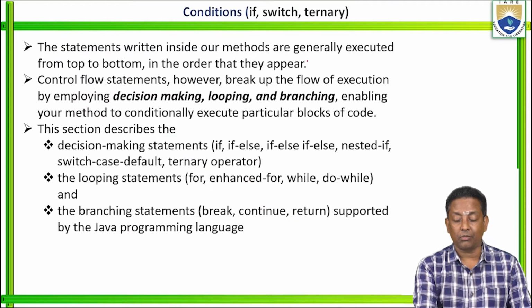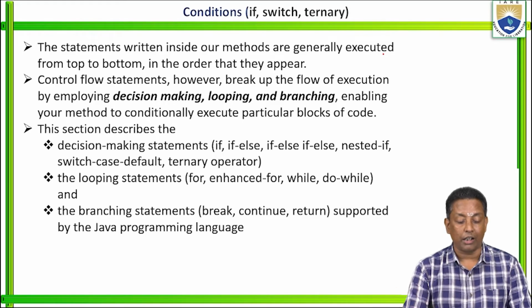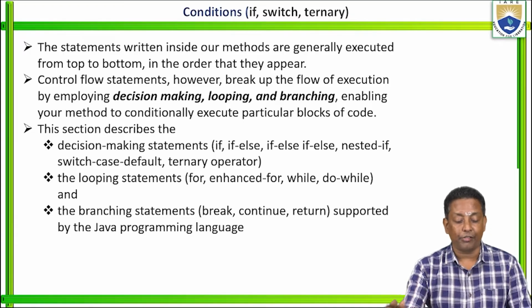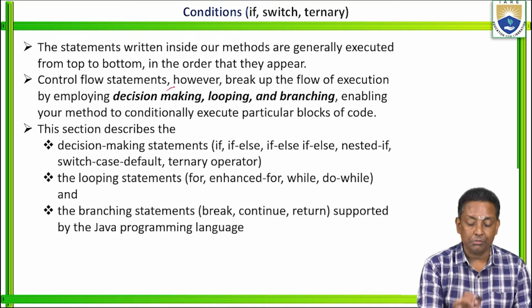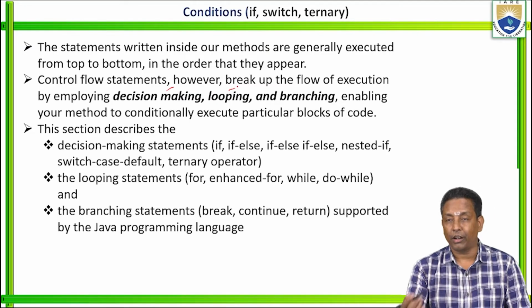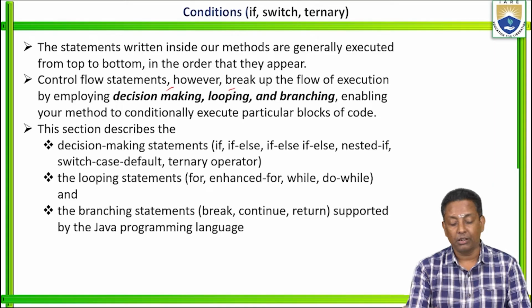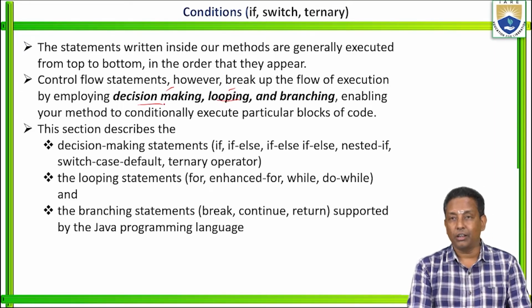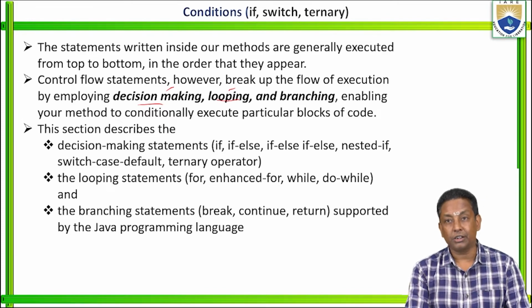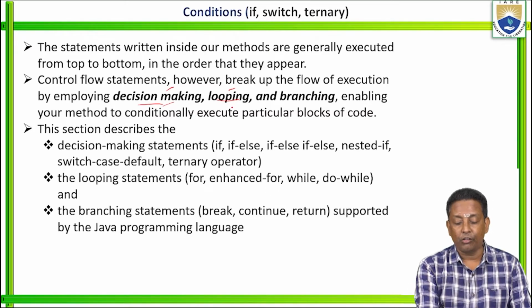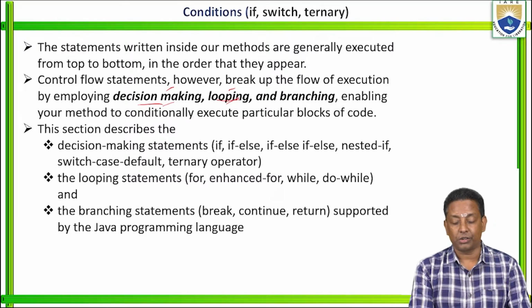The statements written inside our method are generally executed from top to bottom in the order that they appear. Control flow statements, however, break up the flow of execution by employing decision making, that means conditions, and sometimes we'll write loops: for loop, while loop, do while loop, for each loop. Coming to decisions: if condition, if else condition, if else if condition, nested if conditions, switch statements, ternary operations. These all come under decision making. For loop, for each loop, while loop, do while loop come under loops.